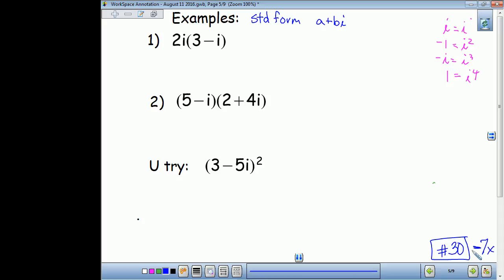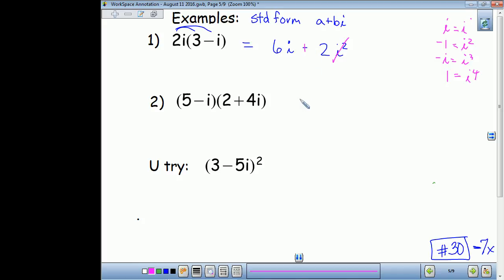Okay, I really think you guys know what to do without me even telling you. So you tell me, what do we do on number 1? Distribute. That's exactly what we do. We're going to distribute 2i through here. And so when we distribute, we get 6i minus 2i squared. So we need to know that i squared is negative 1. And what happens when we multiply by negative 1? It just changes the sign.